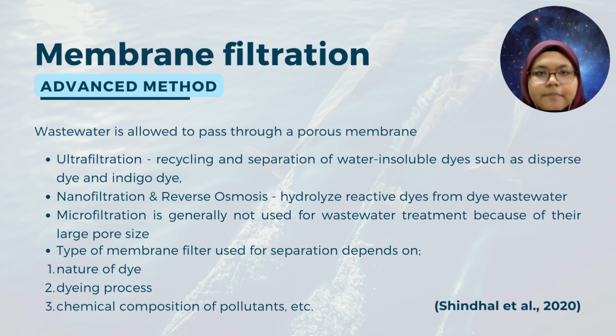Last but not least, membrane filtration is also widely applied in removal of color pigment from industrial wastewater. Membrane filtration allows wastewater to pass through a porous membrane. There are four main classes of pressure-driven membrane procedures. First, ultrafiltration is used for the recycling and separation of water-insoluble dyes such as disperse dye and indigo dye. Next, nanofiltration and reverse osmosis procedures are used to treat hydrolyzed reactive dyes from dye wastewater.